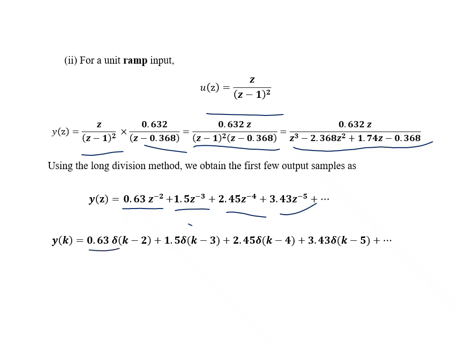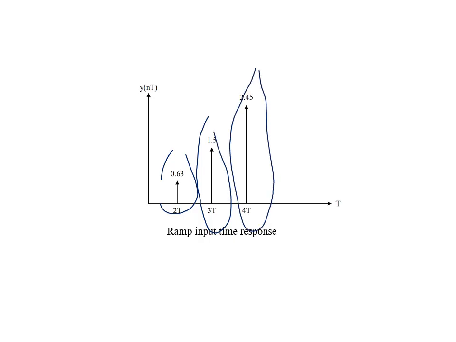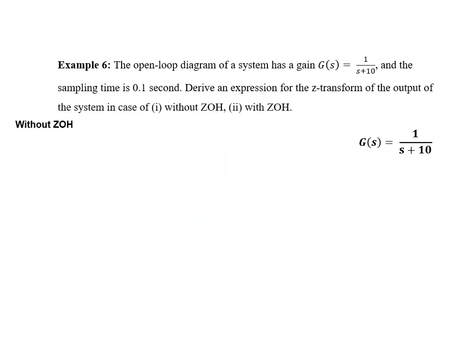Then we have 0.63 impulse of K minus 2, 1.5 impulse K minus 3, 2.45 impulse K minus 4, 3.43 impulse K minus 5, and so on. So we have these values: 0.63, 1.5 at the third sample, and 2.45 at the fourth sample.